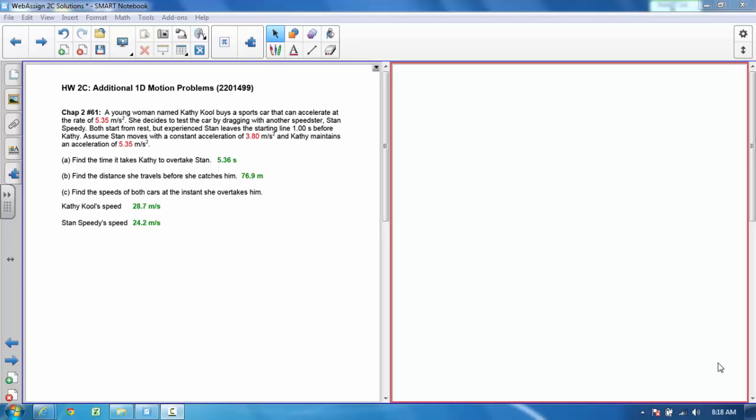Now, this is an interesting problem because we have a time shift that happens for one of these vehicles. So we have to figure out how to handle that. All right, so we're going to draw a diagram.